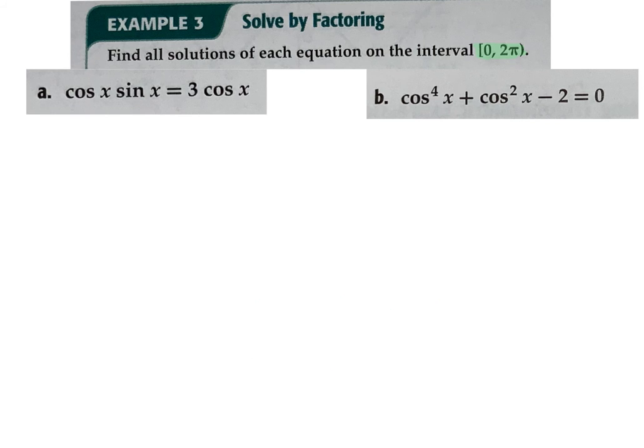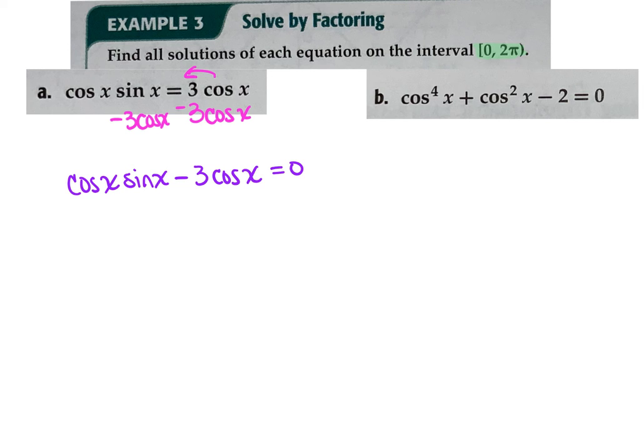So let's look at this first one. For this first one, I'm going to want to move that 3 cosine of x over. So I'm just going to subtract that from both sides. And so on the left-hand side, I have the cosine of x sine of x minus 3 cosine of x equals 0. What can I factor out of both of those groups? What do they have in common? Yeah, that cosine. So I can take that cosine out, and I am left with sine of x minus 3. Everybody see that?